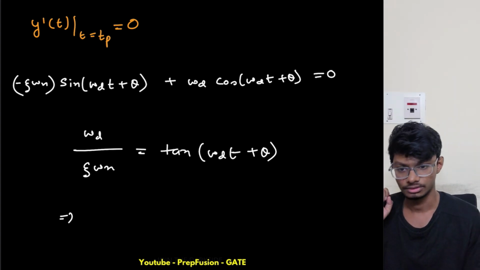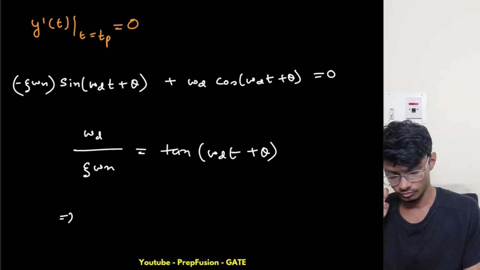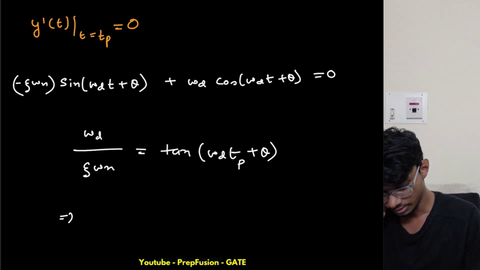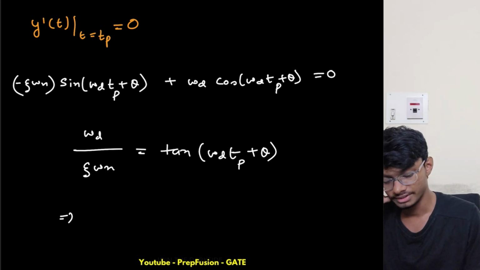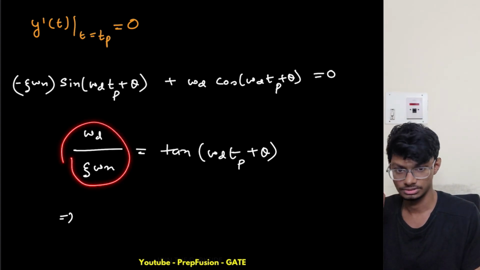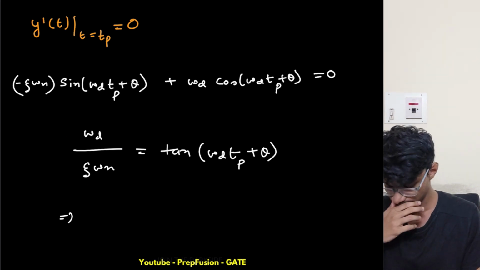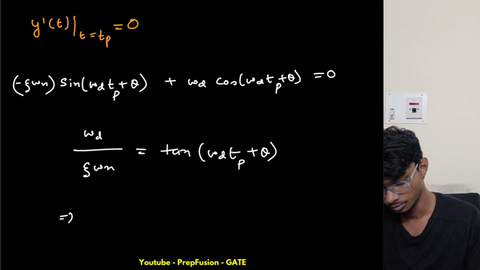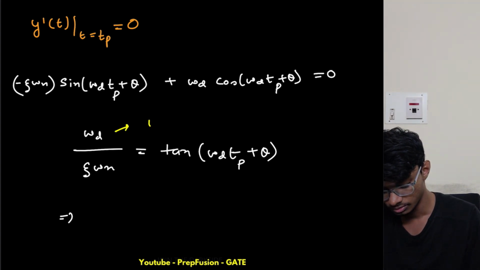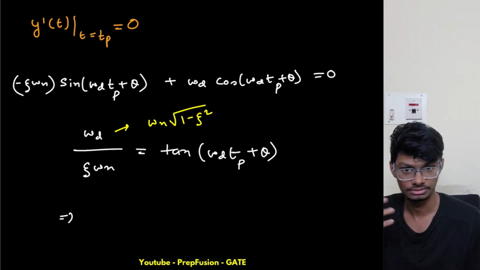So now we need to put t equals to tp over here, right? T equals to tp. So this is basically omega d tp plus theta. Now what is this omega d by zeta omega n? Omega d is equal to, I hope you remember, omega n into under root 1 minus zeta square.